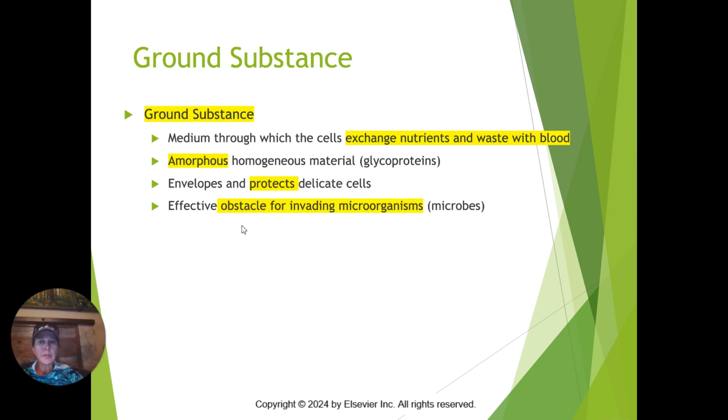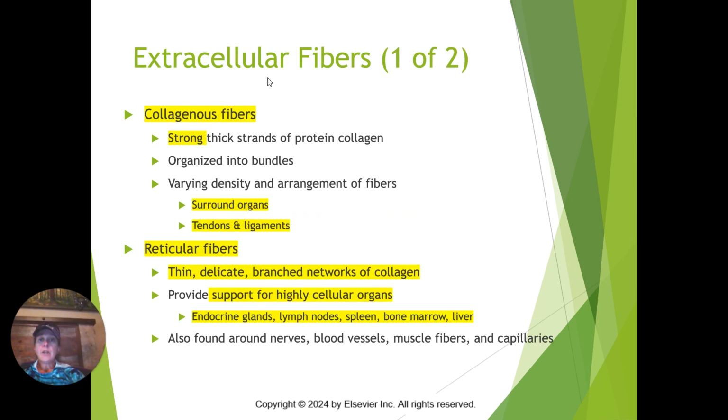So what is ground substance? Ground substance is the medium by which the cells exchange nutrients and waste with blood. It is amorphous, meaning it doesn't have a shape, and it is homogeneous, meaning it has a similar consistency throughout. It's composed mostly of glycoproteins. That ground substance protects delicate cells within it, envelops the connective tissue, and helps to provide an obstacle for microbes that are trying to invade.